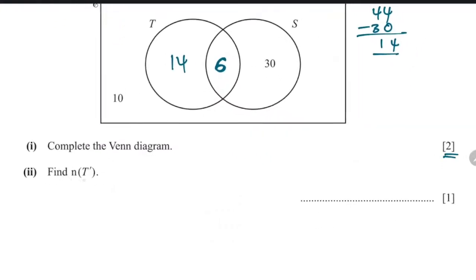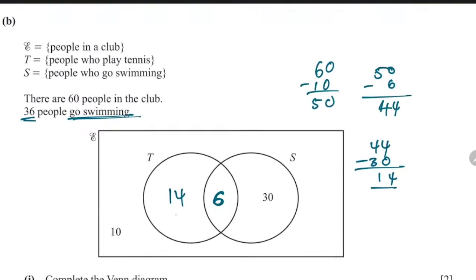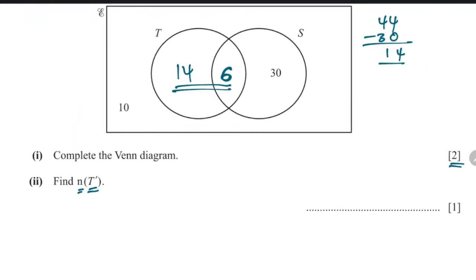Then here they'll say find the number of people who don't do tennis. If it's T with this, it means T complement. It means who don't do that. So find the number of people who don't do tennis. The people who do tennis total are 20. The people who don't do tennis are these 30 plus these 10, which is 40. So the number of people who do not do tennis will be equal to 30 plus 10, which is equal to 40. So you just come and say 40 here.